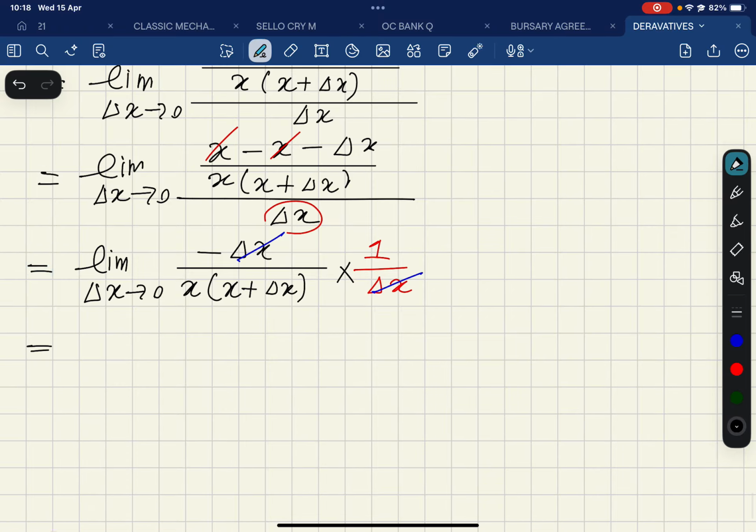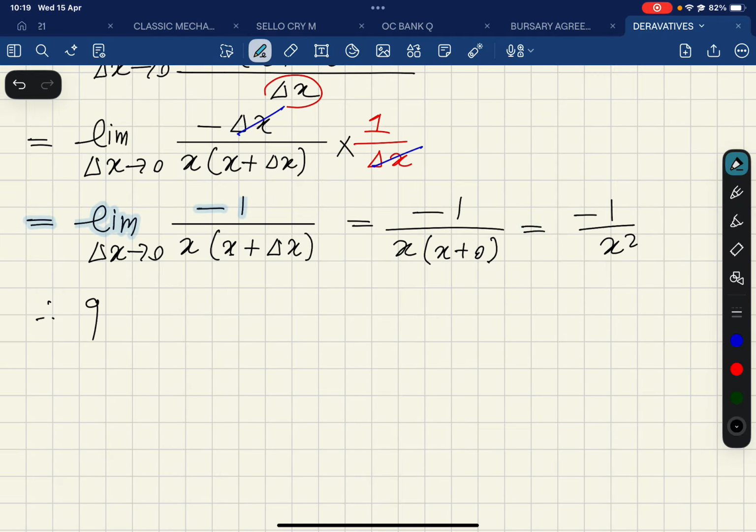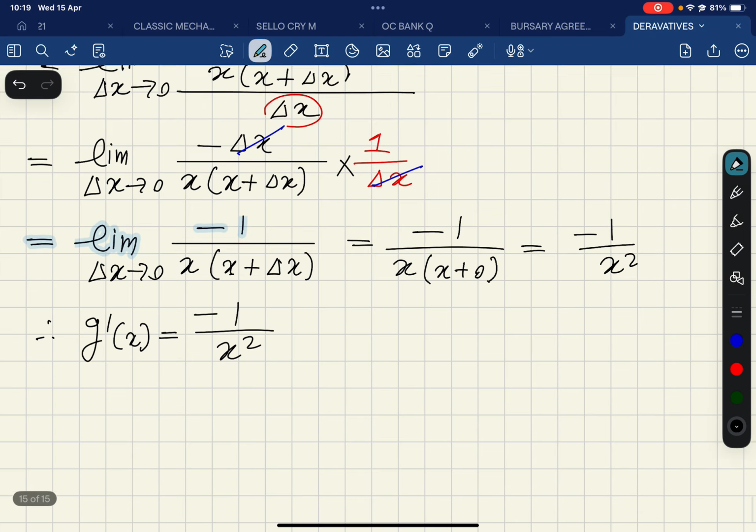So I'm going to remain with the limit as change in x approaches 0 of negative 1, all divided by x times x plus change in x. So now I can substitute, which means where I see change in x, I'm going to put 0. I say plus 0, which is equal to negative 1 over x squared. So therefore the derivative, f prime of x, using that method, is negative 1 over x squared. Then you are done from there.